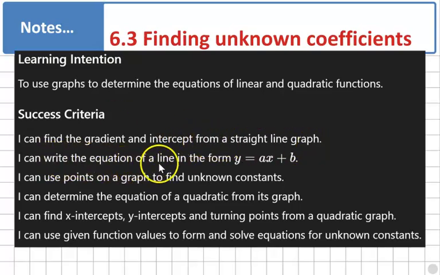I can write the equation of a line in the form y equals ax plus b, or y equals mx plus c, as we will be used to in our formula book. I can use points on a graph to find unknown constants. I can determine the equation of a quadratic from its graph. I can find x-intercepts, y-intercepts, and turning points from a quadratic graph. I can use given function values to form and solve equations for unknown constants.